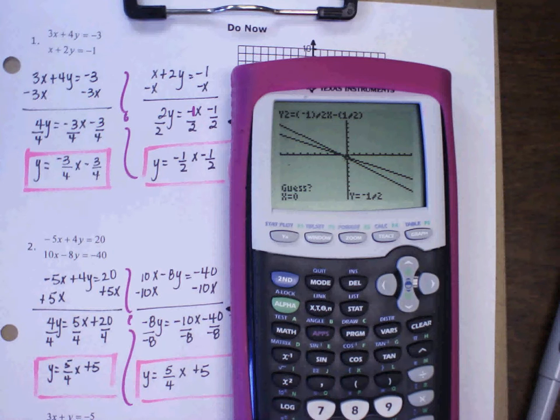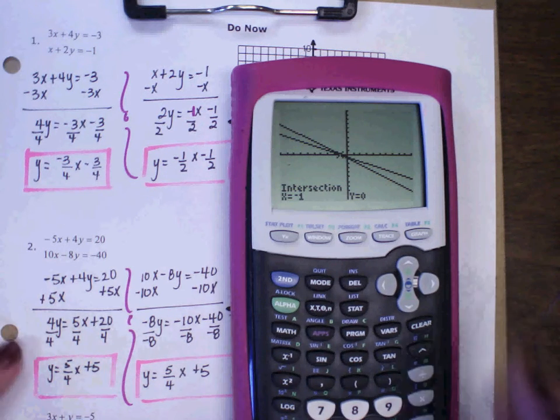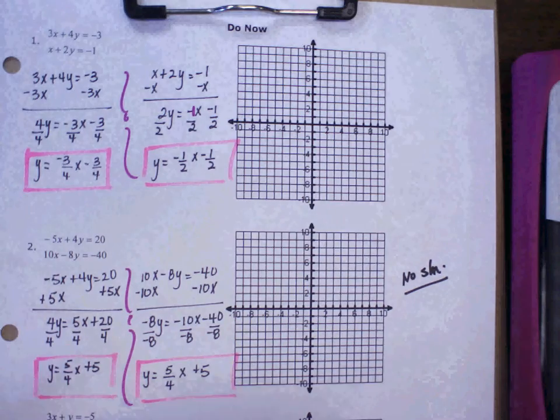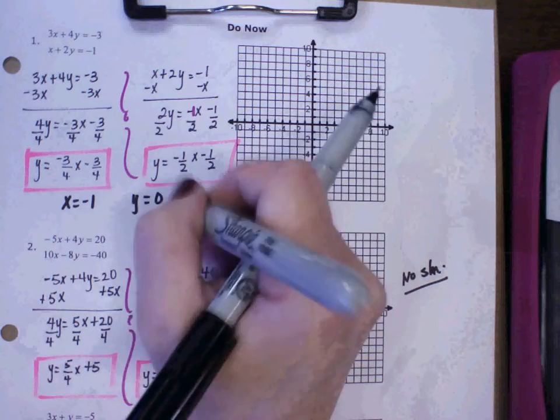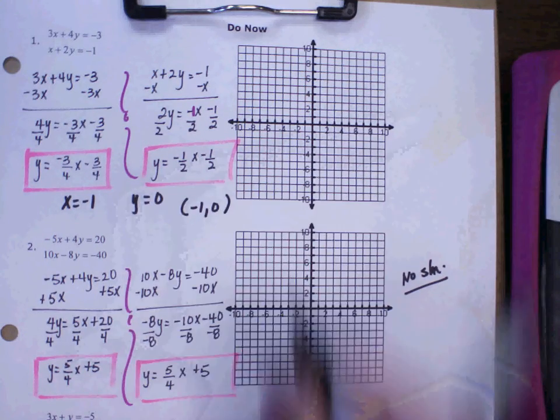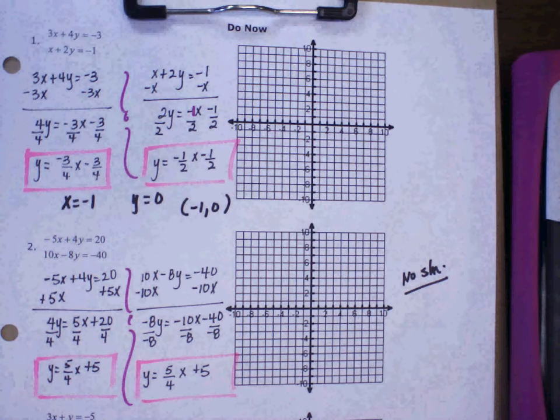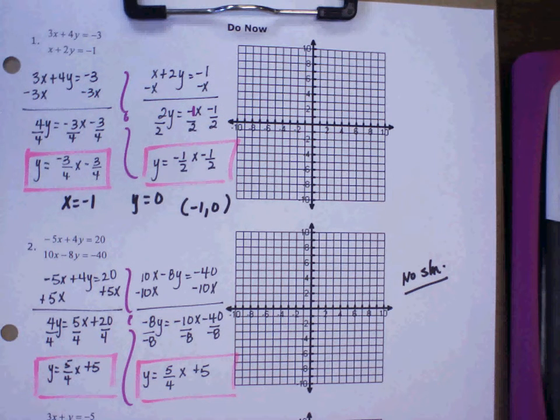And then, do you see the word intersection? Voila, there's your answer. The answer would be negative 1 and 0. So when x equals negative 1 and y equals 0, those two lines meet. On which point? Negative 1 and 0. What intercept is that one? Your x-intercept. How do you know? Very good. Because the y is 0. Yay! Good job. So we're ready to do some with the calculator? Piece of cake. It's very easy to do.